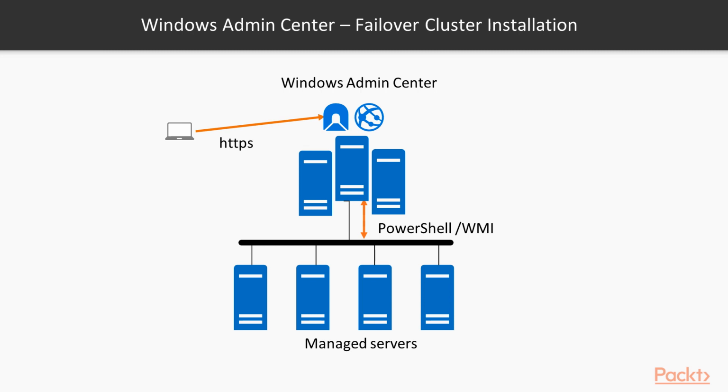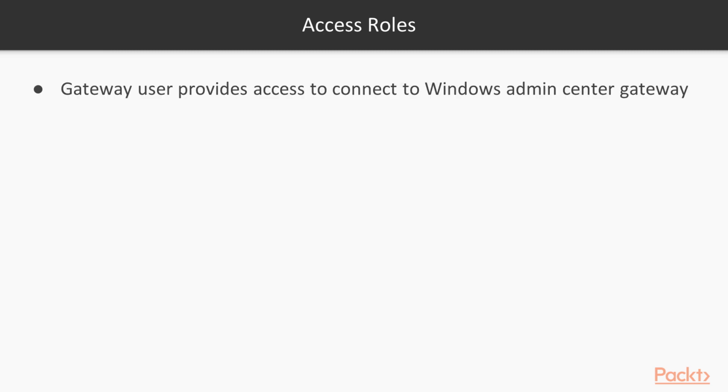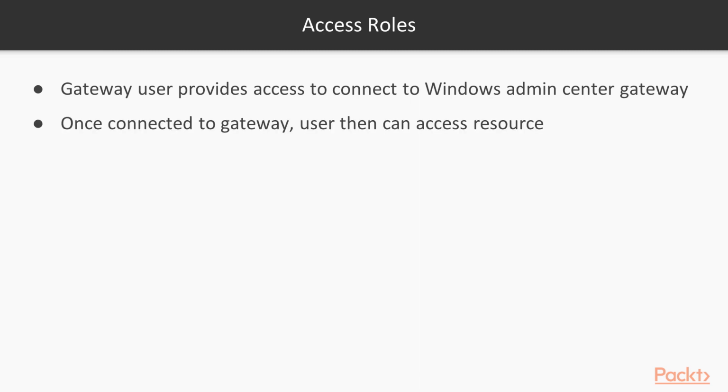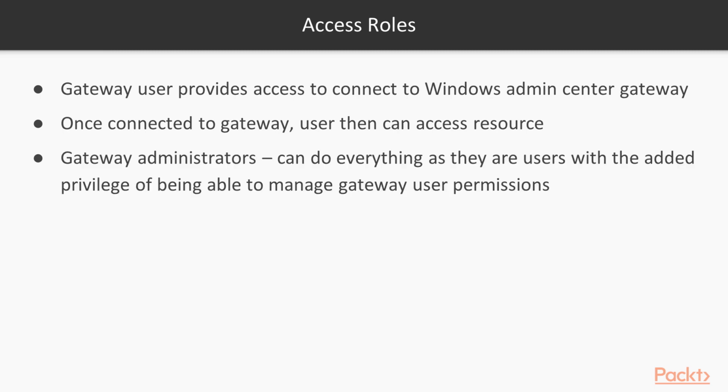As part of the planning, you have to plan 2 types of access roles. The first is the gateway user. This user role provides access to connect to the Windows Admin Center gateway. Once connected to the gateway, this user can then access the resources for which they have permission. The other role is the gateway administrator. Gateway administrator has all the privileges of a user, except they can create and manage user accounts.